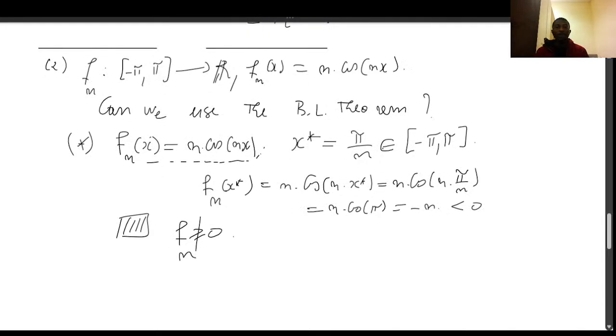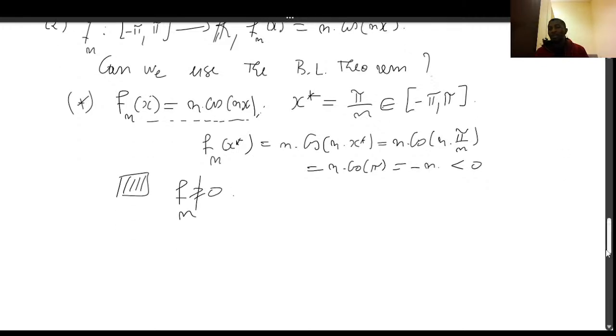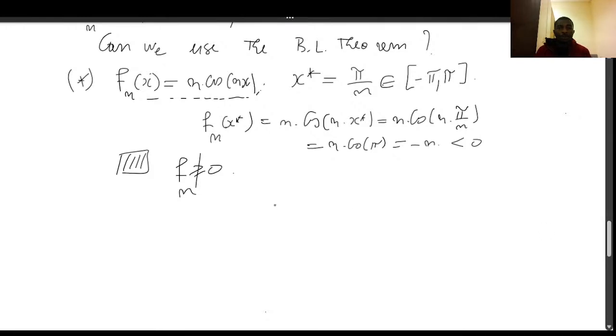But what can we do then? We can only compare whether the limit of the integrals and the integral of the limit are the same. That's the only thing I can do. So let us see what this will give.